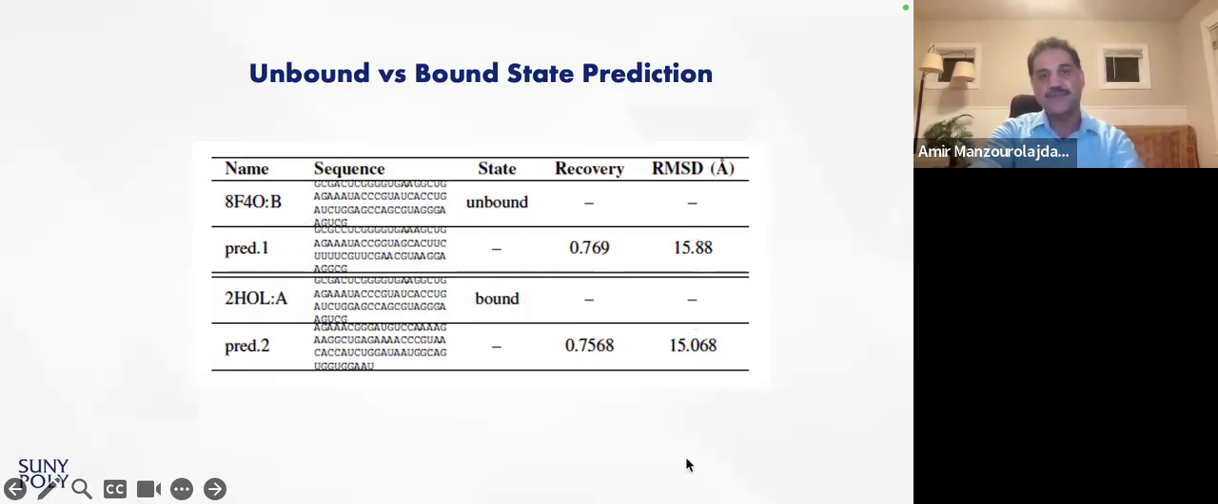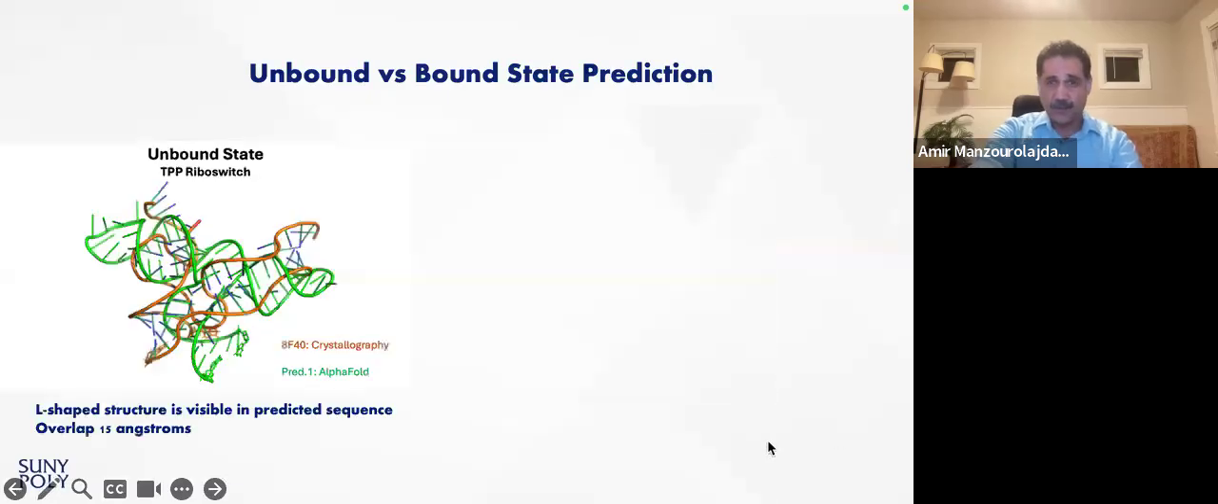So the RMSDs were not as low. Basically, RMSD is the structural comparison. And to compare the structures, we used AlphaFold because the structure of our prediction was not available. So we computationally predicted it. And as we had expected, the predicted sequences resembled the unbound state structure very, very well.